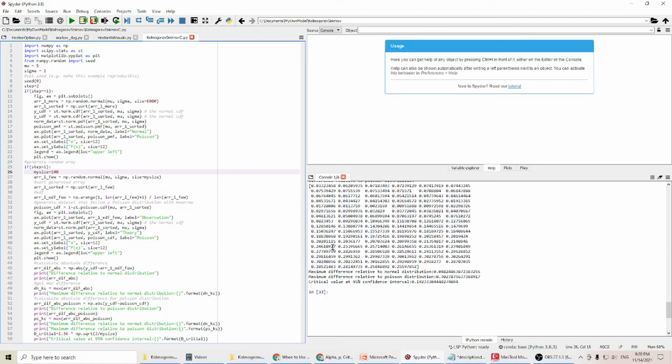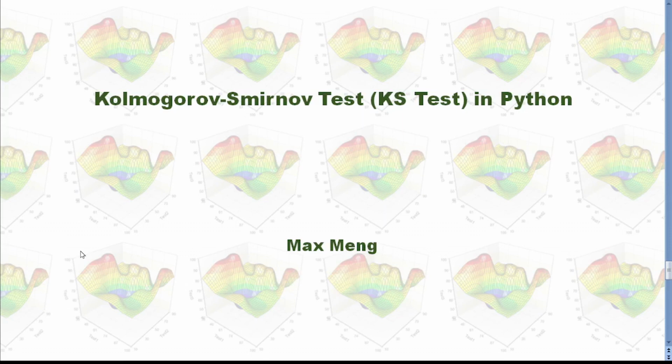What does this tell us? It tells us if we have more data points, we should use them. If you have fewer data points, sometimes you might have difficulty reaching the right conclusion. This is my explanation about when and how to use the KS test in Python.